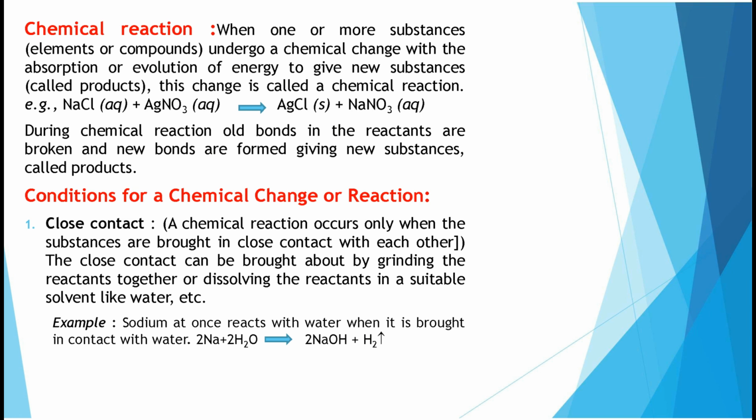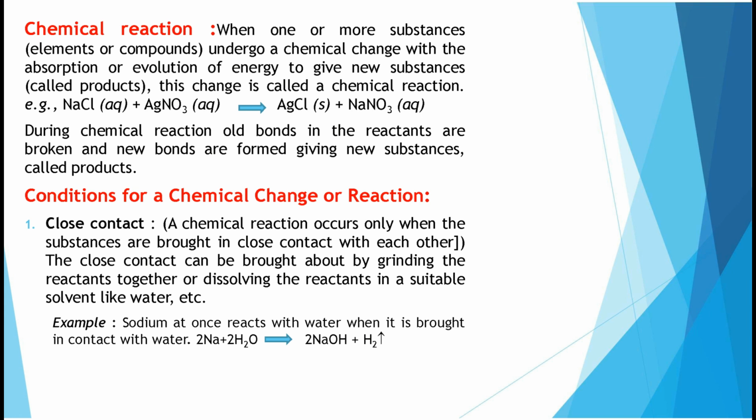In water, there are two kinds of atoms, hydrogen and oxygen. The formula of water is H2O, so there are hydrogen atoms and oxygen atoms. So it is a compound. When these substances undergo a chemical change with absorption or evolution of energy to give new substances called products, this change is called a chemical reaction. So here is an example of a chemical reaction.